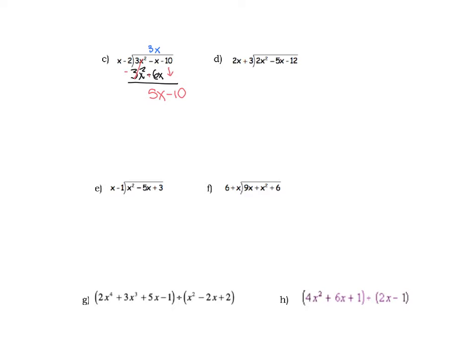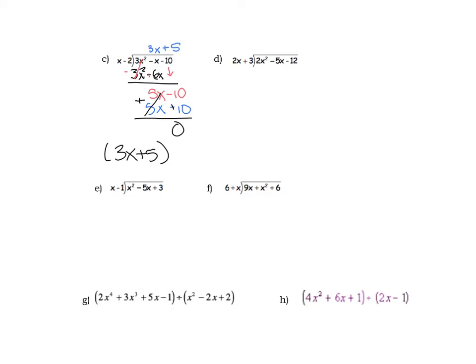Now, same concept as before. X, how many times does x go into 5x? Hopefully see that would be 5 times. So it's going to be a positive 5. 5 times x is 5x. 5 times negative 2 is negative 10. Subtract here. That cancels out. And coincidentally here, negative 10 minus a negative 10 results in that being positive. So that actually gives me 0. So the answer for this is 3x plus 5.